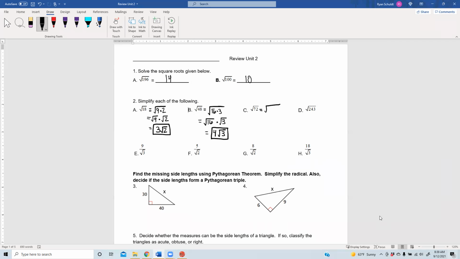So this is going to be the square root of 36 times 2. Let's see, that's going to leave me as a square root of 36 times the square root of 2. Square root of 36 is 6. The square root of 2, well, I just bring that down.